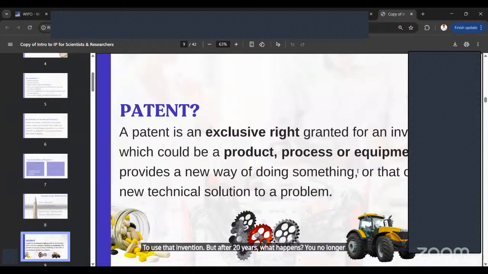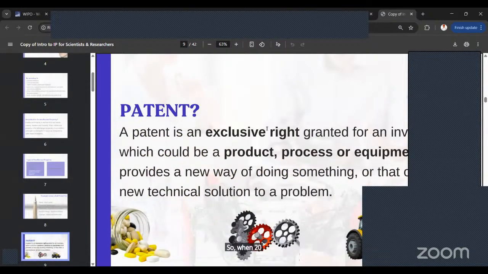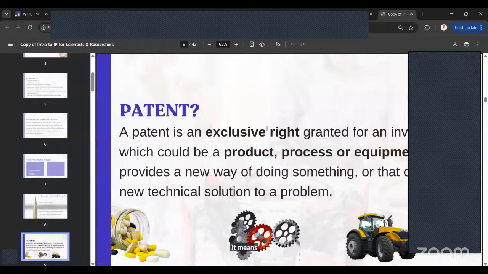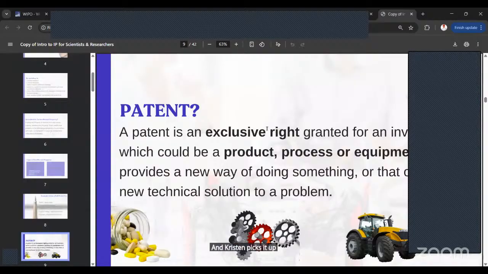You no longer have right to the invention. Remember when we were talking about the importance of intellectual property, we said that it promotes innovation, right? So when 20 years has expired and your invention is now in the public domain, that is, anybody can use it, it means somebody else, maybe like Kristen, can decide to pick that invention up and say, oh, this thing Dennis did is very nice, but what else can I do to improve this invention? And Kristen picks it up, he looks at it, he adds something new, or is providing another solution.